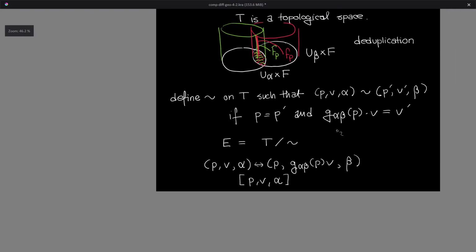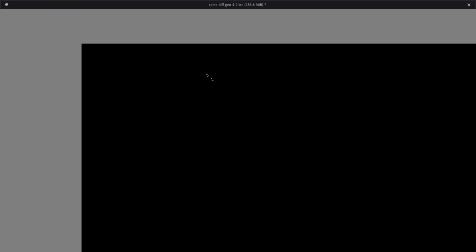So what we're going to do is we're going to define this map. We're going to define this map Q.